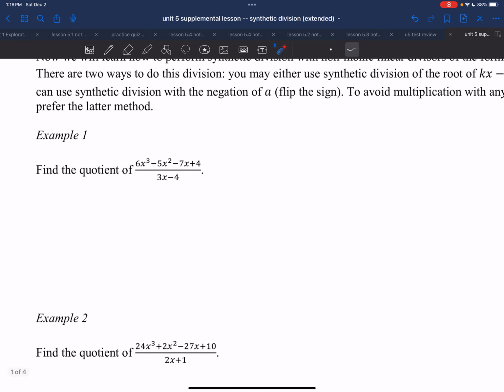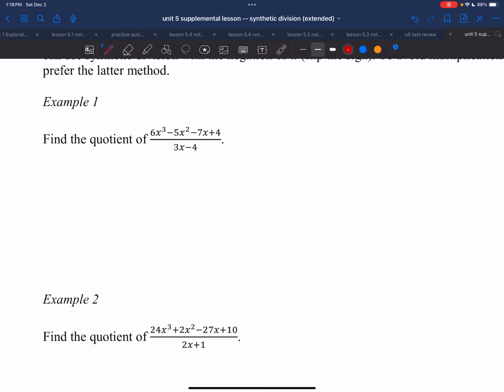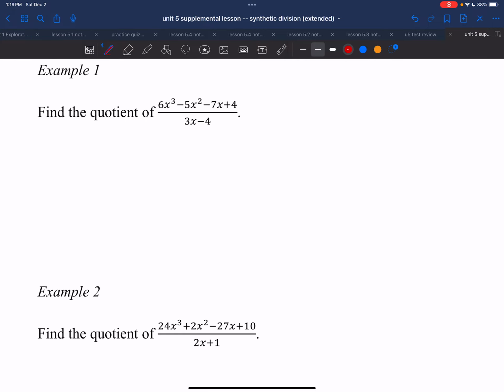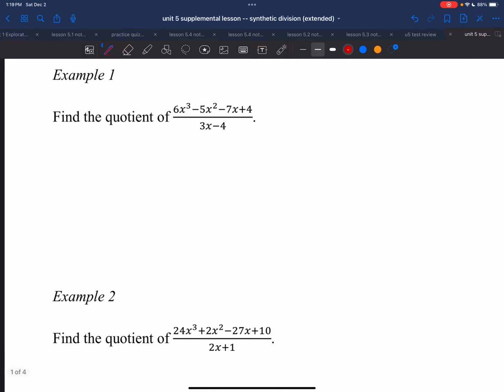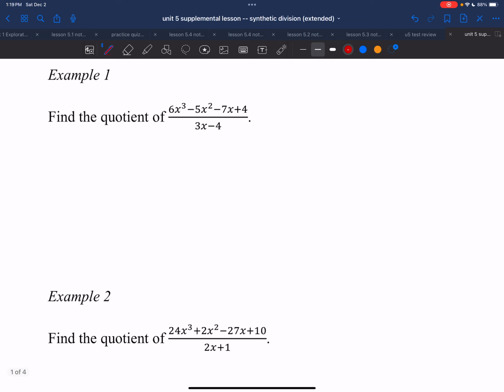And so here, let me model example 1 for you, okay? And this is, honestly, I probably should have just taught you this one in the first place, but hey, whatever, right? Who cares? You're watching this video and you're learning it now, yay! So I see that it's 3x minus 4. If this is kx minus a, then 4 is a. So I'm going to flip the sign on that and make a 4. So the thing I'm going to put in the box is 4, kind of just the way you normally do it, right? And then set up my coefficients.